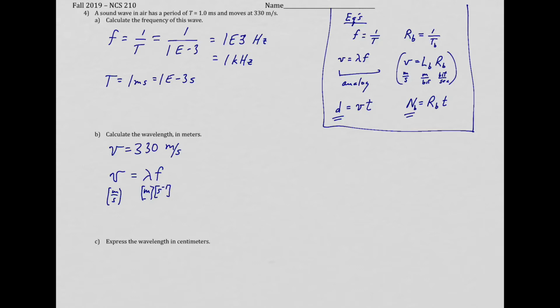I like to put little square brackets on my units. So lambda is what I'm looking for. I have to solve for lambda. Lambda is v over f. I have both v and f here. v is 330, and f is 1e3. And so this is 330 divided by 1,000, or 0.330 meters, or 33 centimeters.